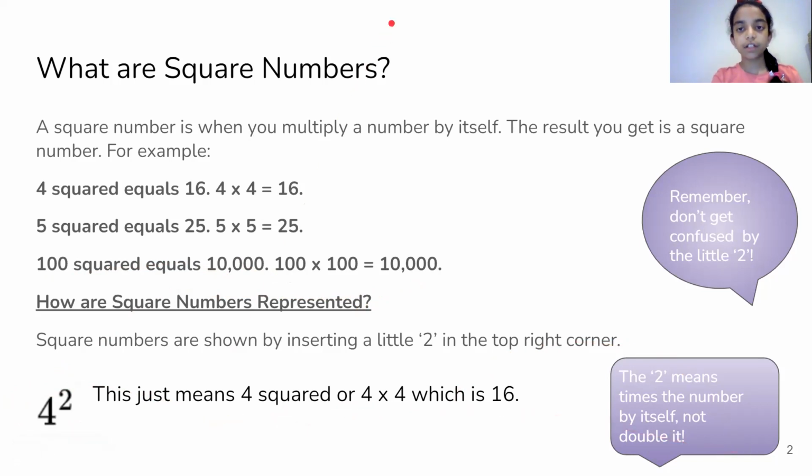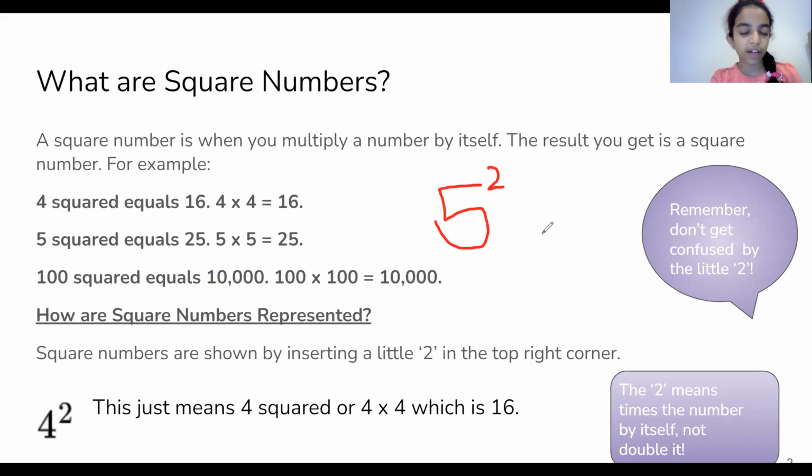If we have a look, this is asking us to do 5 times 5. This is asking us to do 11 times 11. And this is asking us to do 1 times 1. So remember, don't get confused by the little 2. This means times the number by itself. Don't double it. Some people tend to do 4 times 2 and say the answer is 8 because they get confused.